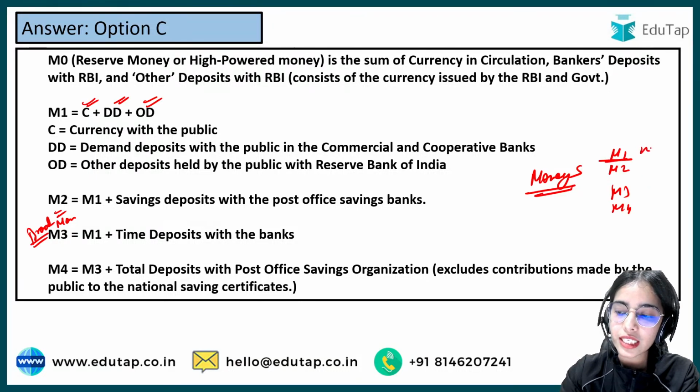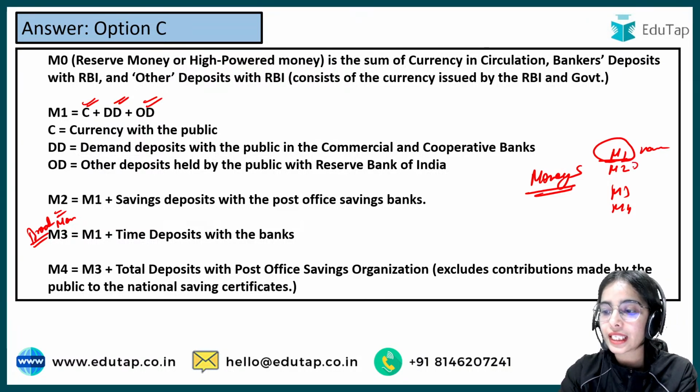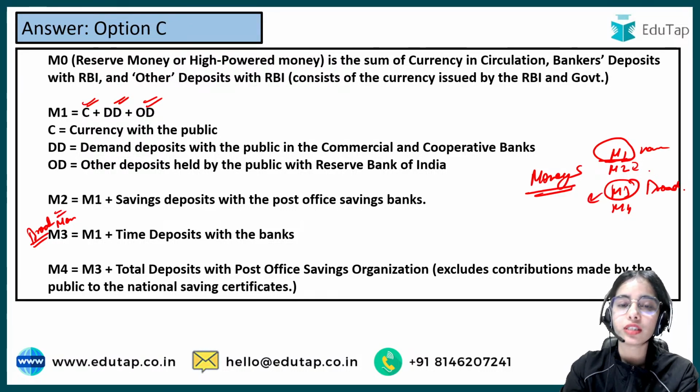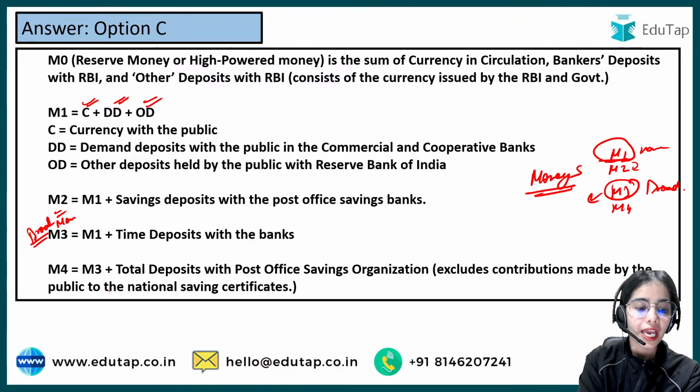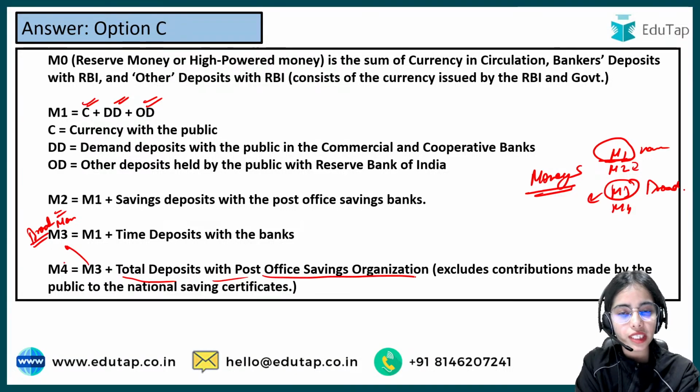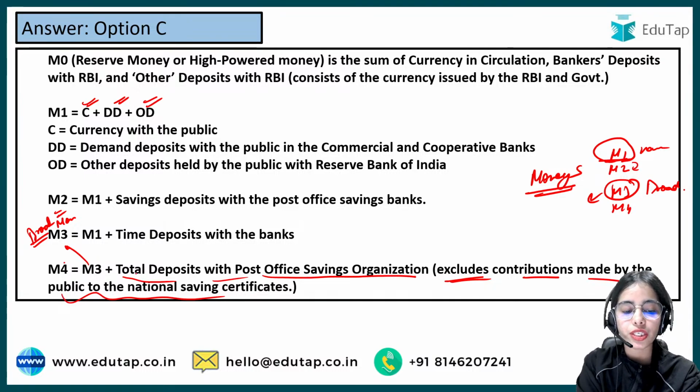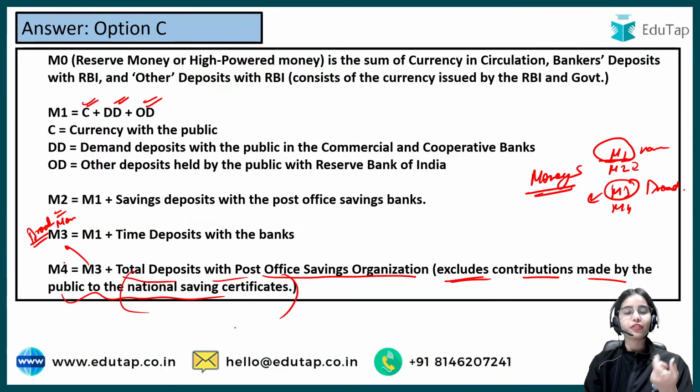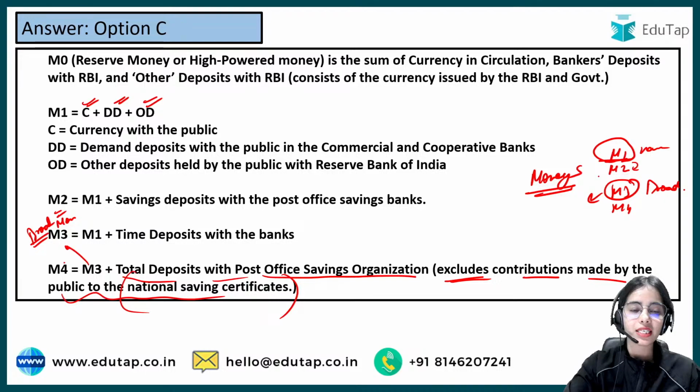M1 is the narrow money, and this is the most liquid kind of money. Then there is M2. M3 is known as the broad money, and this is the measure of the money supply that is used by the Reserve Bank of India. M4 is M3 plus the total deposits with the Post Office Savings Organization, excluding the contribution made by the public to the national saving certificates. The certificates are not included in the money supply measure.